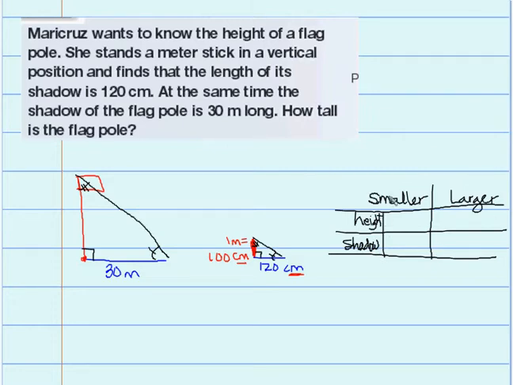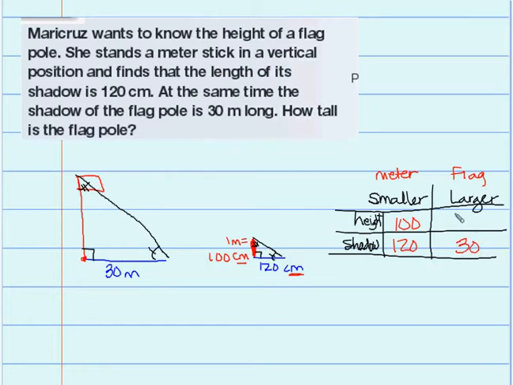So in your smaller object, that'd be the meter stick scenario, the height is 100 centimeters, and your shadow is 120 centimeters. Now, this could also say what they were, like meter stick, and this could be flagpole. It doesn't matter. Or option 1, option 2, just so that you make sure to put the items where they belong. So 30 meters was the shadow of the flagpole, so that goes here.